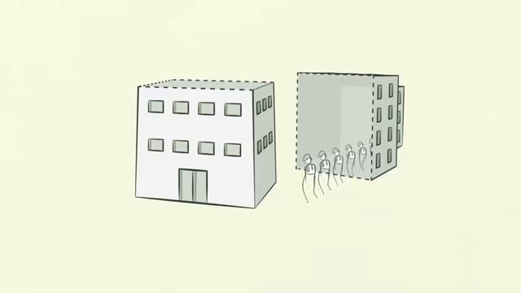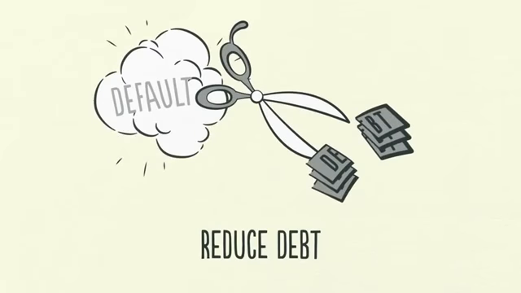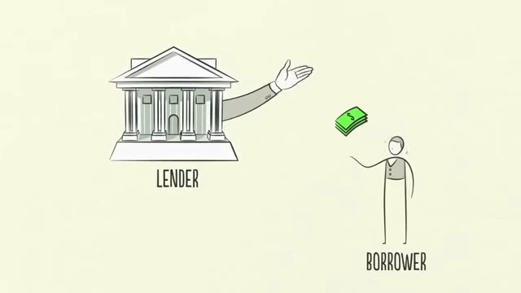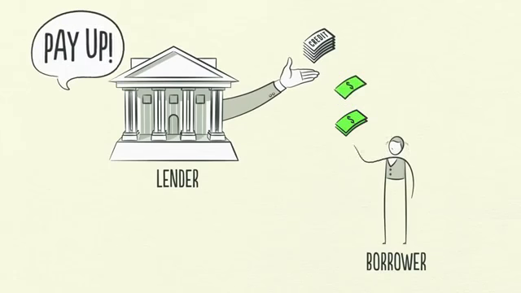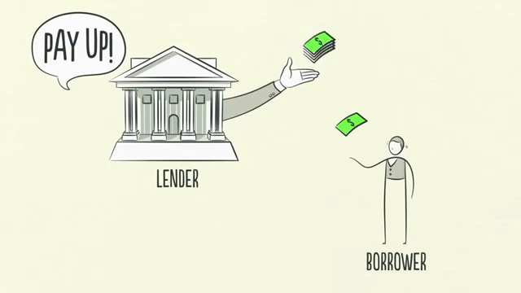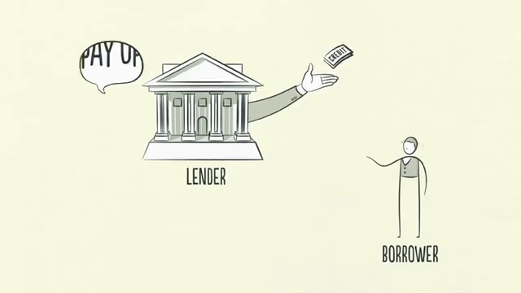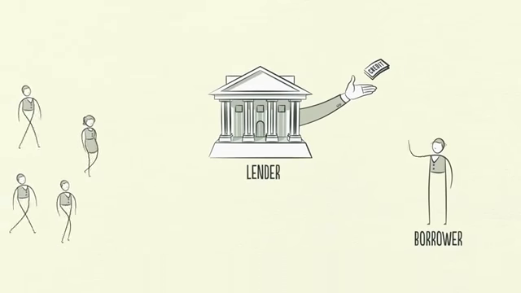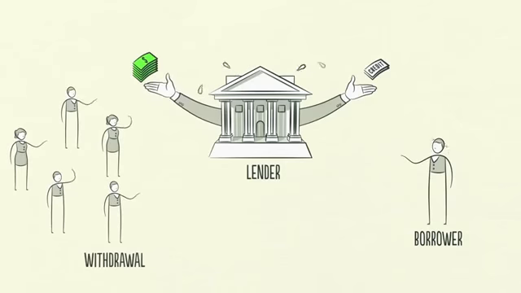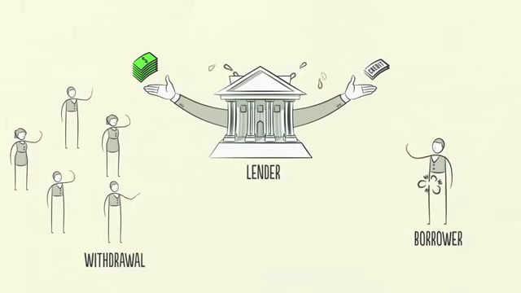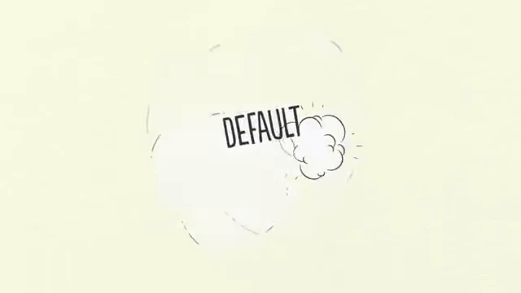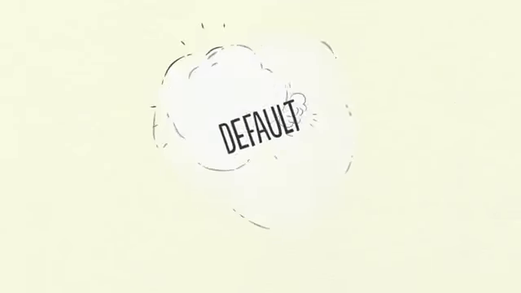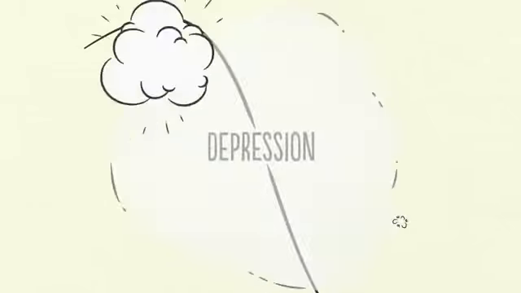This leads to the next step. Debts must be reduced. Many borrowers find themselves unable to repay their loans, and a borrower's debts are a lender's assets. When a borrower doesn't repay the bank, people get nervous that the bank won't be able to repay them, so they rush to withdraw their money from the bank. Banks get squeezed, and people, businesses, and banks default on their debts. This severe economic contraction is a depression.